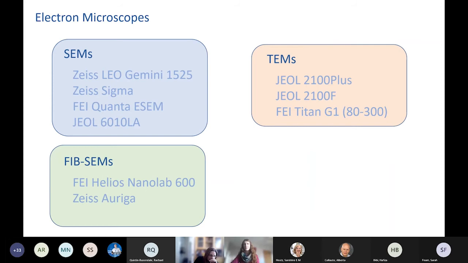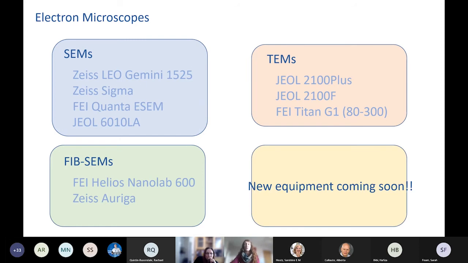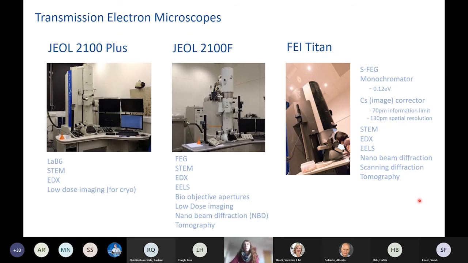So these are the microscopes that Mahmoud talked about when he spoke last time. And then we're going to be getting new equipment that's coming, which I'll mention in a little while. So these are the 3 TEMs that we have, a JEOL 2100 Plus, the 2100F, and then the FEI Titan. And so we have different techniques on each of them. They're useful for different experiments that you do.